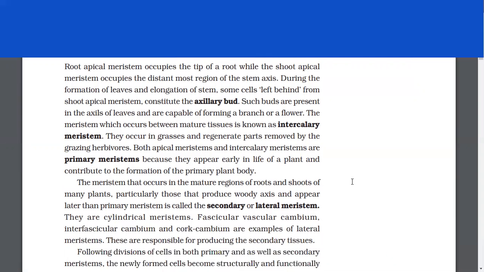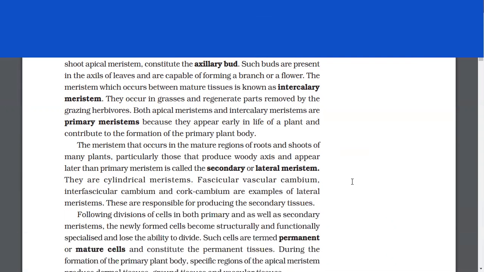The meristem which occurs between mature tissues is known as intercalary meristem. They occur in grasses and regenerate parts removed by the grazing herbivores. Both apical meristems and intercalary meristems are primary meristems because they appear early in life of a plant and contribute to the formation of the primary plant body.